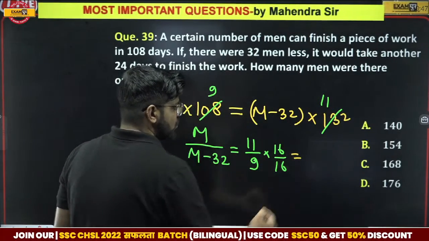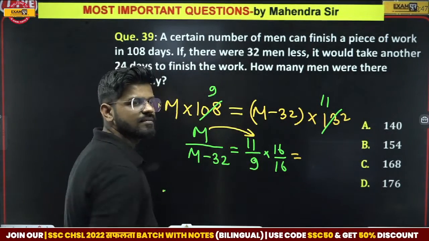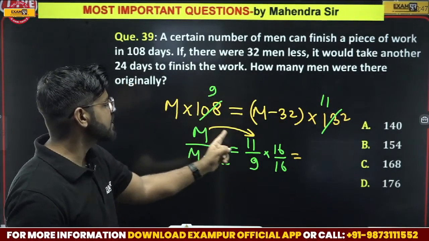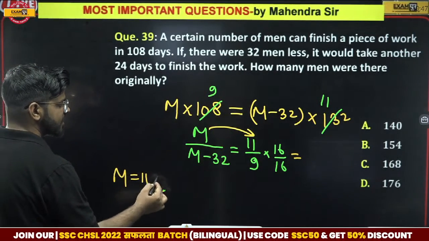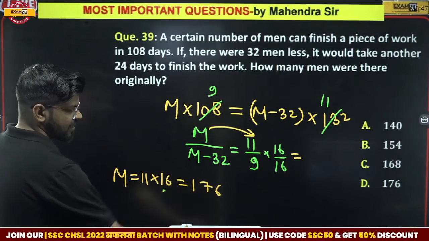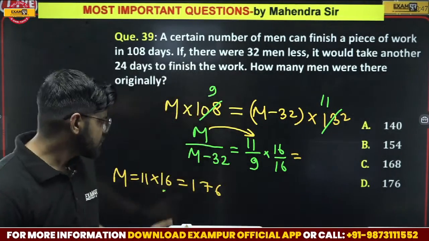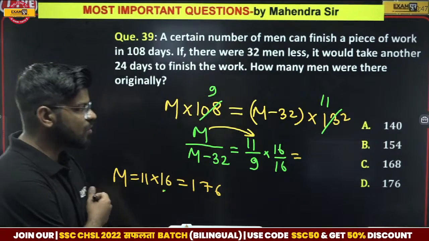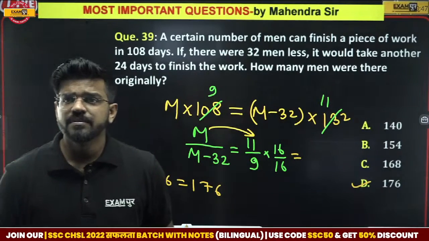So now you will directly get 11 into 16. That is my answer. How many men were there originally? It is nothing but 11 into 16, that means M is equal to 11 into 16. How do you calculate 11 times 16? 1, 6, then 1 plus 6 is 7. So 176, that means option number D is the correct answer. Clear, Shivam, Anupam?